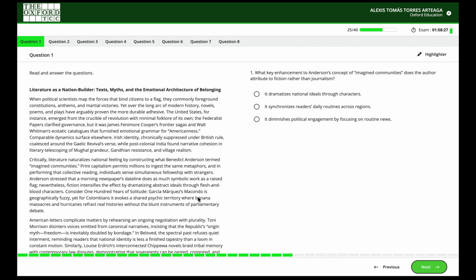Critically, literature realizes national feeling by constructing what Benedict Anderson termed imagined communities. Print capitalism permits millions to ingest the same metaphors, and in performing that collective reading, individuals simultaneously feel fellowship with strangers. Anderson stressed that a morning newspaper's deadline does as much symbolic work as a raised flag. Nevertheless, fiction intensifies the effect by dramatizing abstract ideals through flesh and blood characters.